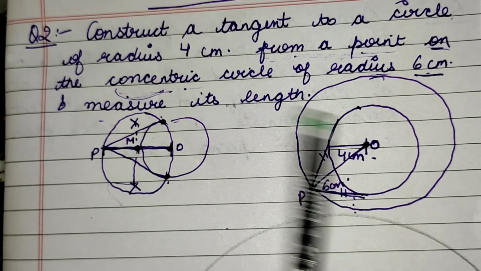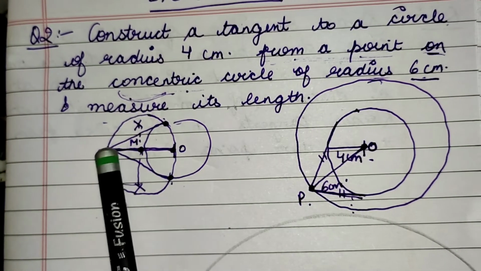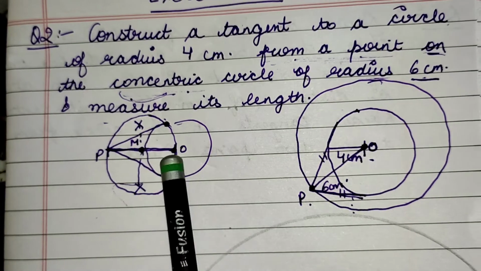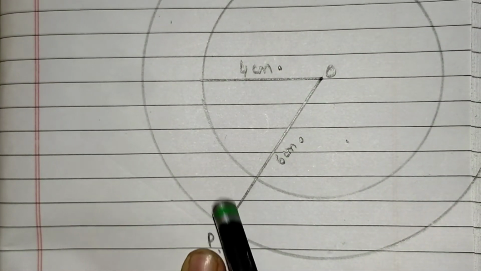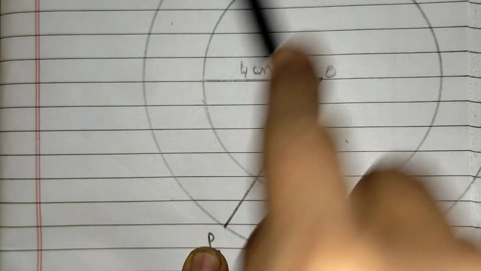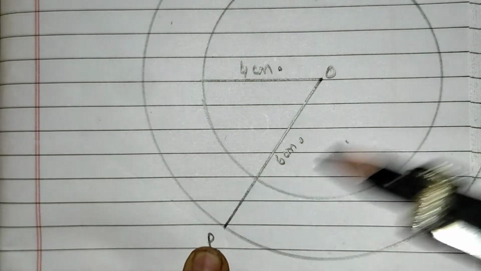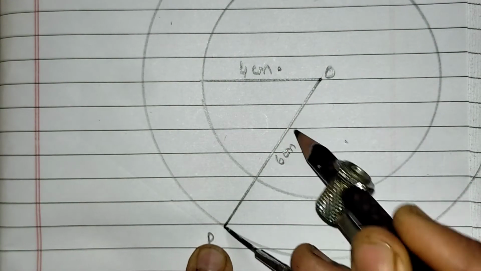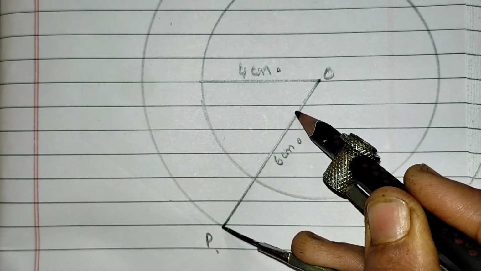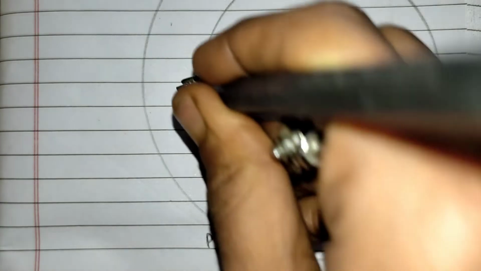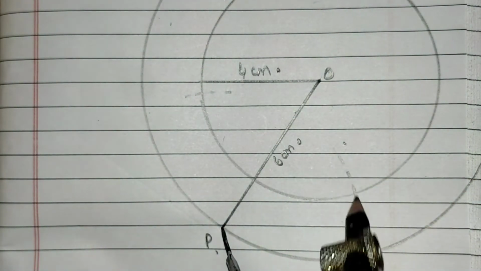What we have to do? We have to first bisect the line joining the given point and the center, right? So the given point from where we have to draw the tangents is P, the point which is lying on the outer circle. Okay, and we have to bisect it. So how to bisect it? Open your compass a little bit more than half of this line, right? Then draw an arc above the line and draw an arc below the line.